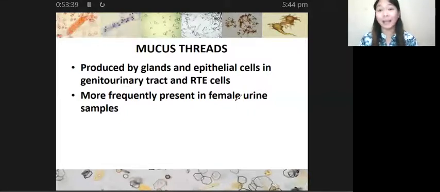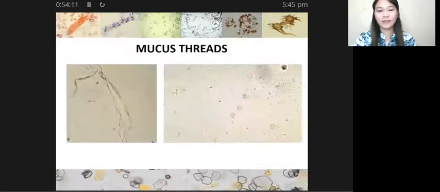That is in practice. Pero ang sinasabi sa atin sa mga libro, more frequently seen daw ang mucus threads sa female. Okay? Ayan. So paano na yan sa exam? Okay, paano na yan sa exam? So of course, you also have to consider yung other results niya. Okay? Yung other parameters. Ayan. Alright. So, yan po. Okay. So, yan. So, your mucus threads. Okay. So, next na natin.